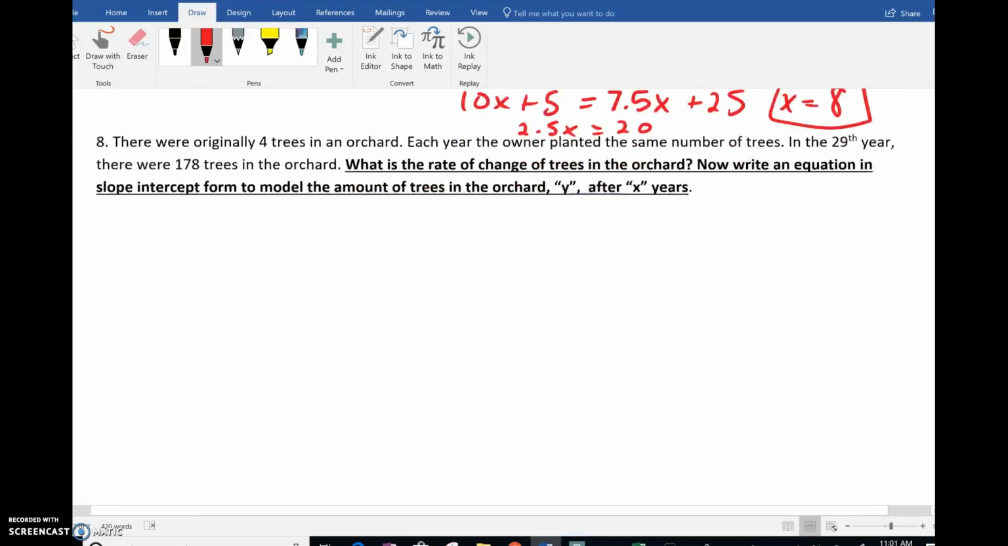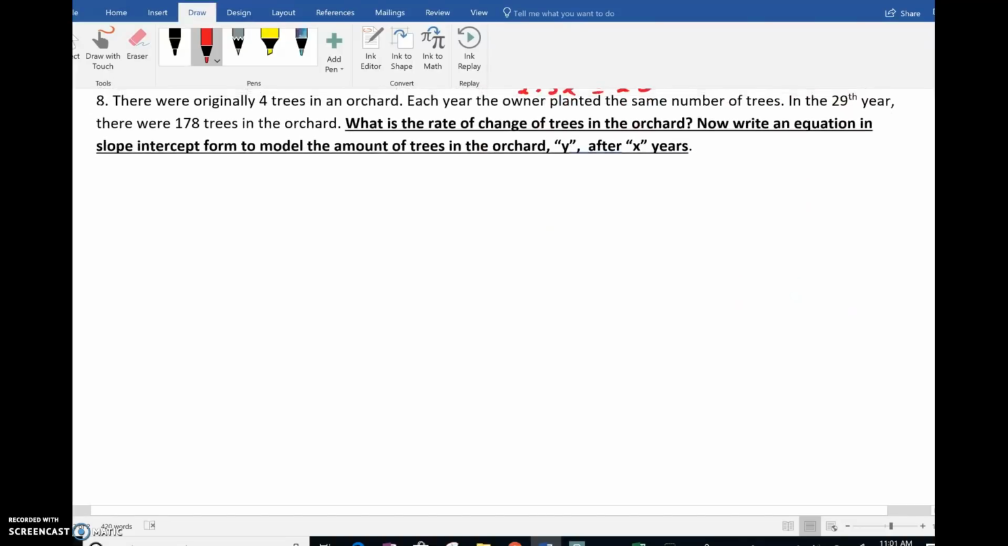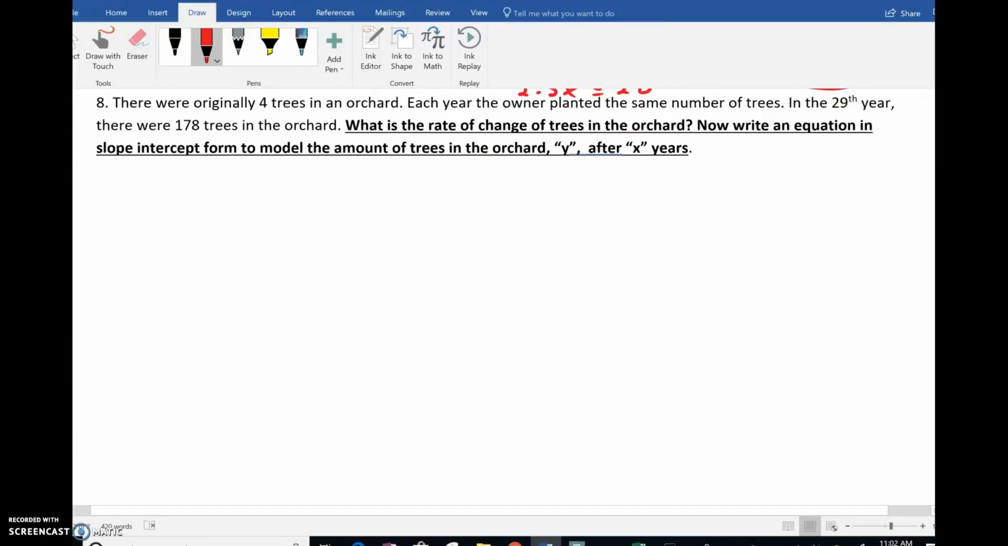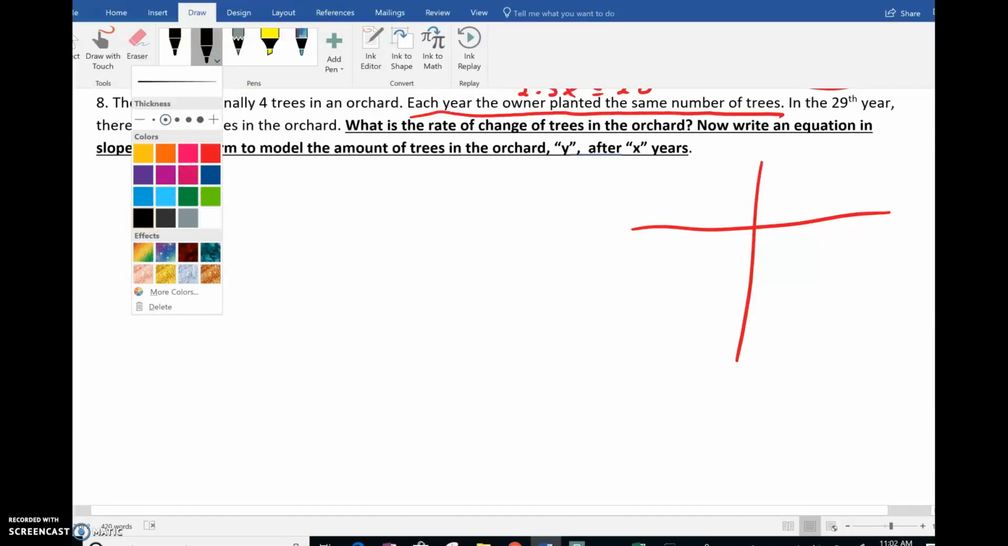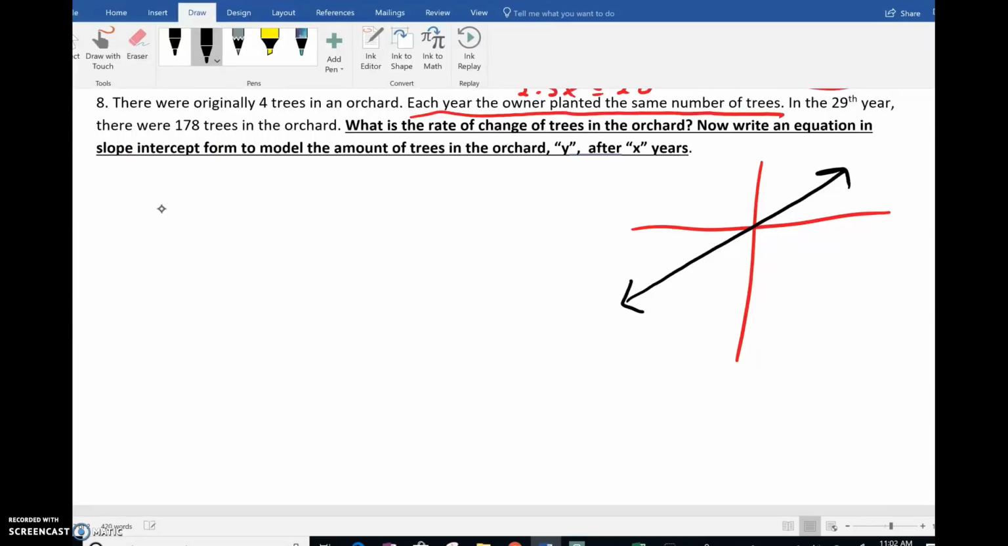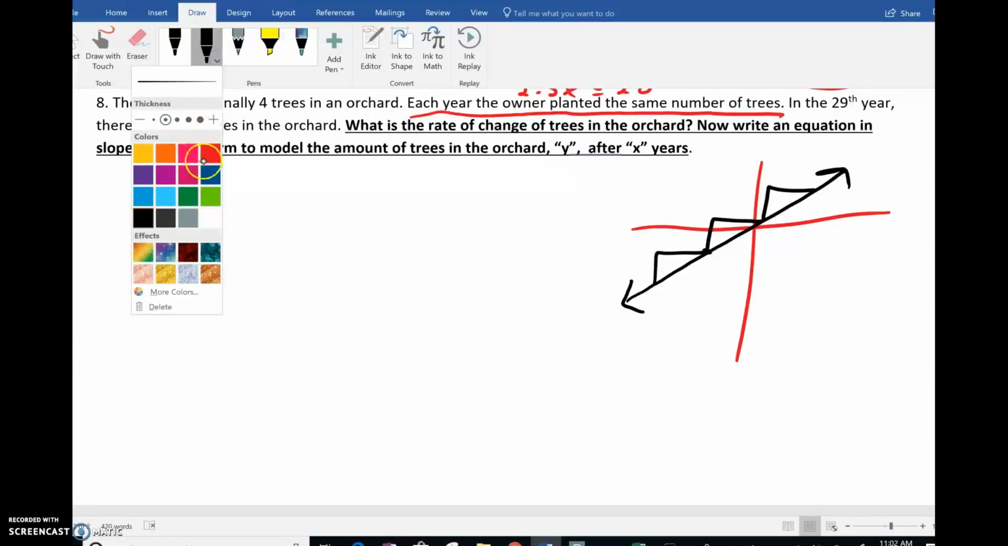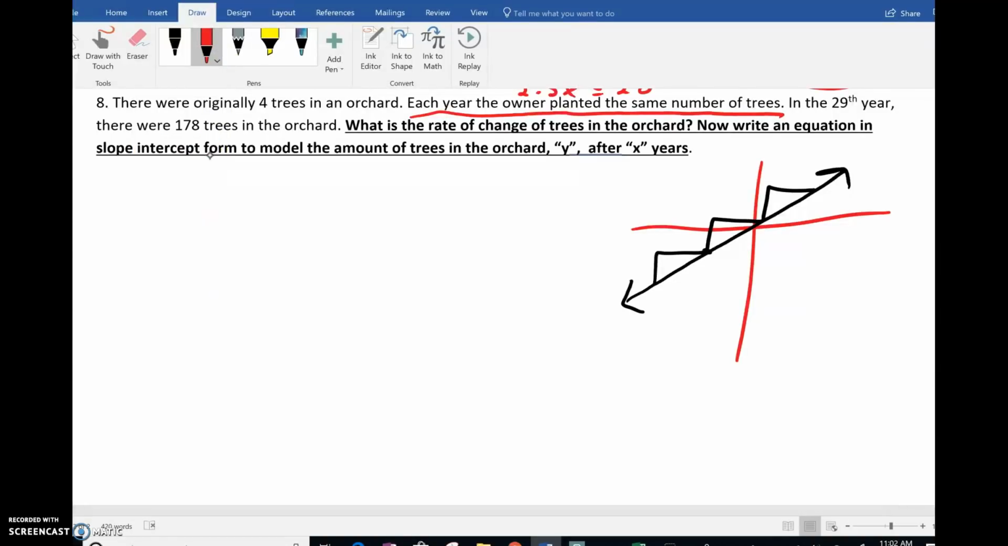All right, perfect timing. Last problem. There were originally 4 trees in an orchard. Each year, the owner plants the same number of trees. That is actually really important, because that means it increased by the same number. It's a constant rate of change. And one of the concepts that you need to understand about a linear equation is that linear equations have a constant rate of change. Look at that line. It went up and over the same amount. So that's actually a big tip if you were to see this problem on the ACT. When it says the owner planted the same number of trees each year, that's a crucial sentence. We know this is a linear function.